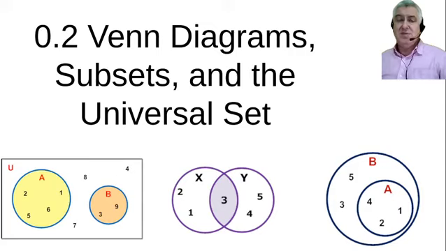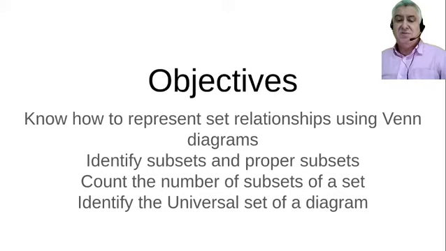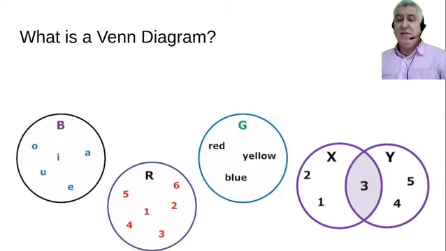And for this lesson, which is the second lesson today, we're going to be covering Venn diagrams, subsets, and the universal set. So our objectives for today are that you're going to know how to represent set relationships using Venn diagrams. You're going to identify subsets and proper subsets, which we'll talk about later, of course. You're going to count the number of subsets in a set, and you're going to identify the universal set of a diagram that you see. So we got 4 things to do. Let's go ahead and get on the first one, which is Venn diagrams.